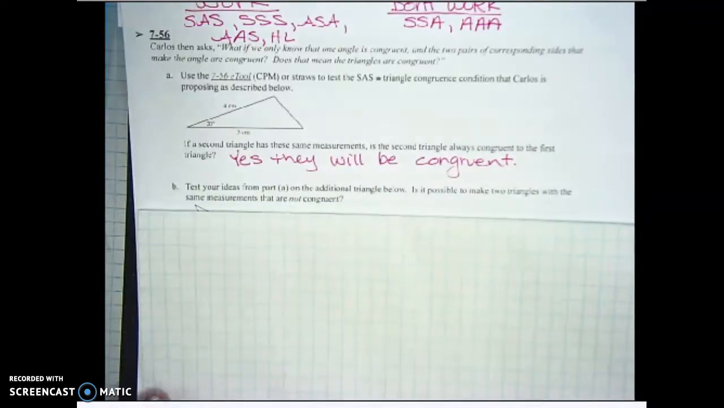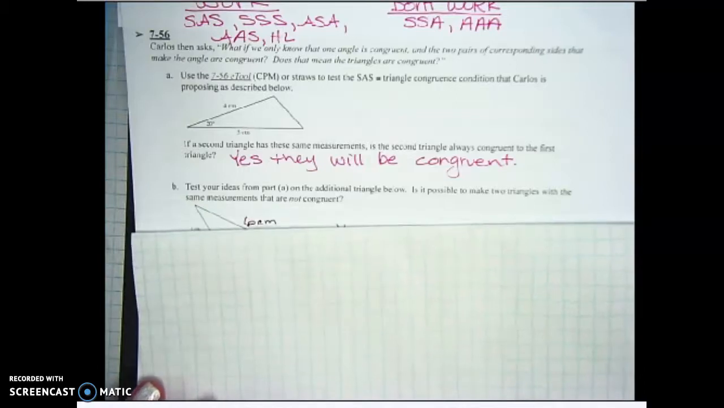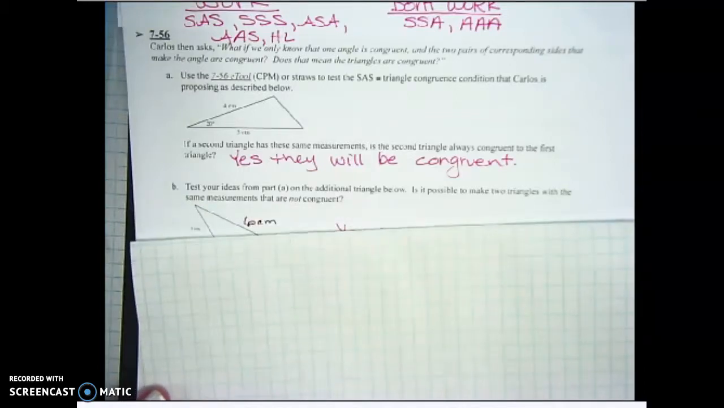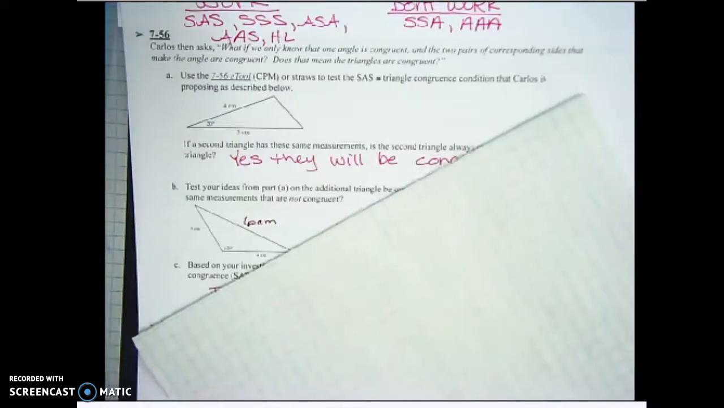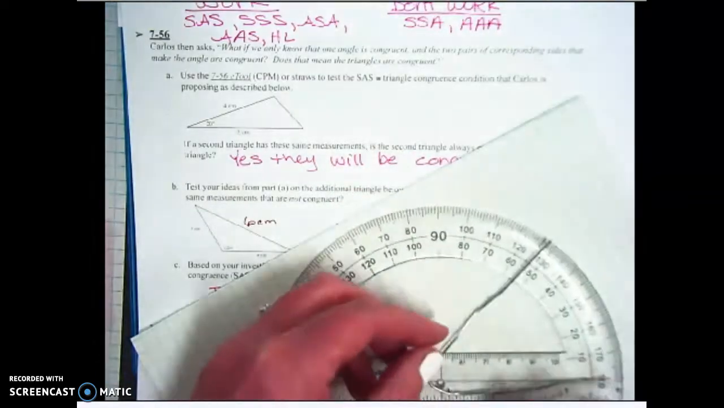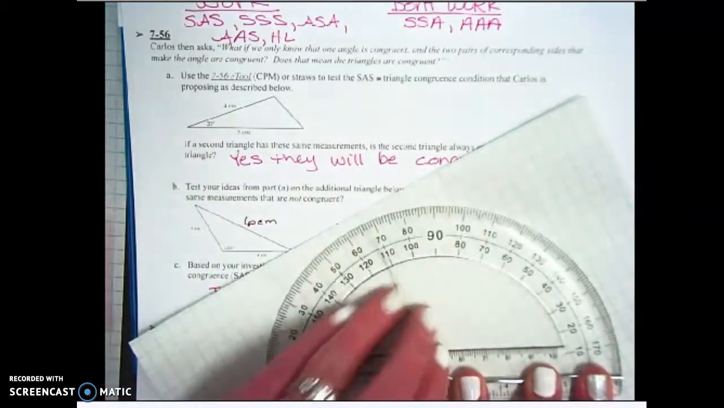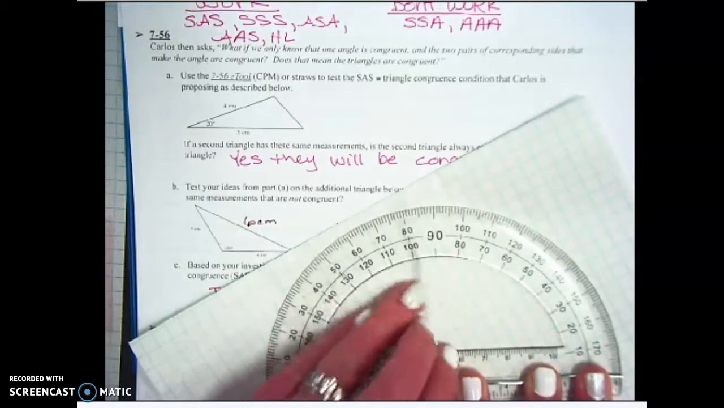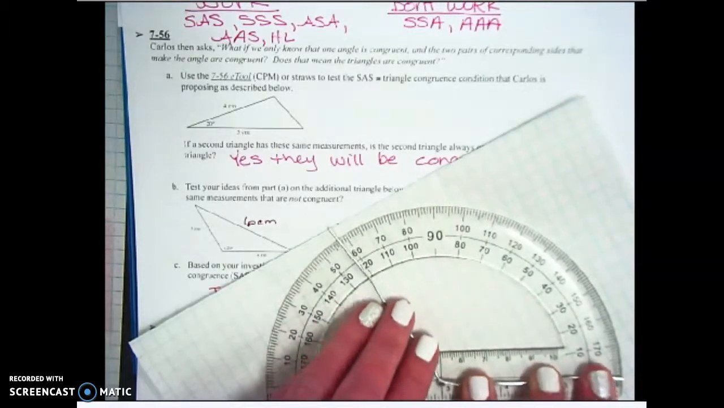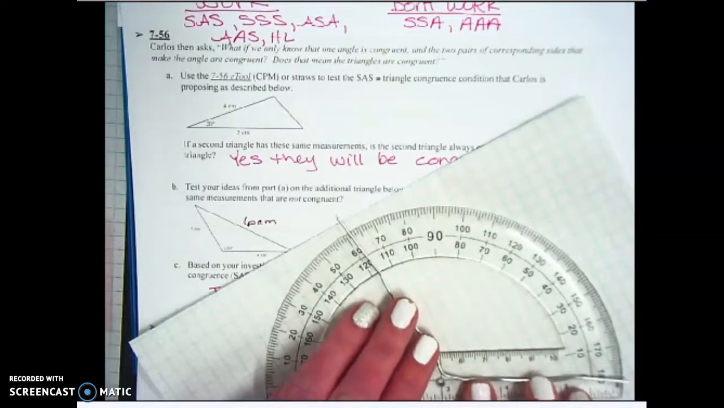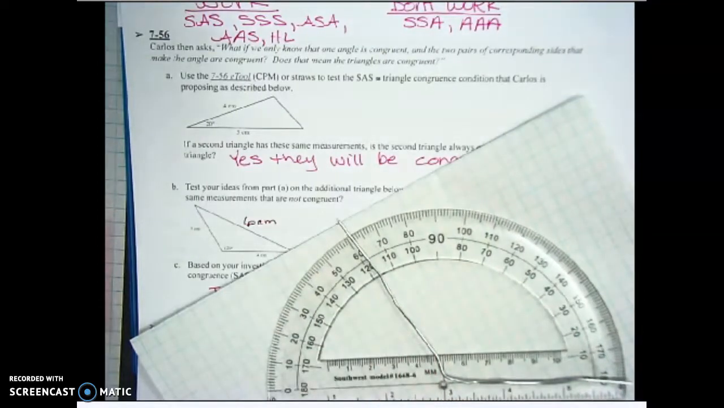All right. Part B, test your idea from part A on the additional triangle below. Is it possible for two triangles with the same measurements to not be congruent? So for this one, we have 120 degrees. You're going to take your paper clip and open it up all the way to 120 degrees. So it should be pretty big. Takes a little bit of adjusting to get it there. There we go. There's 120. Should be nice and wide.